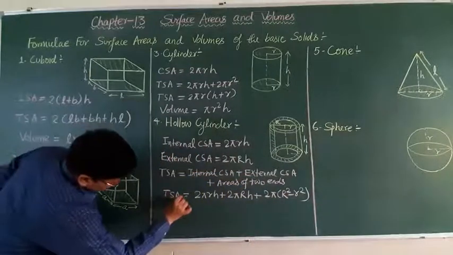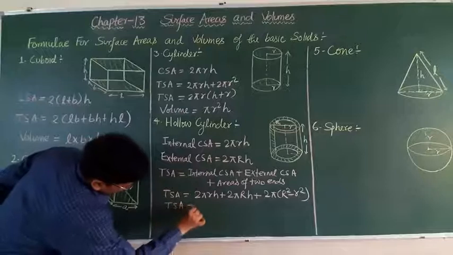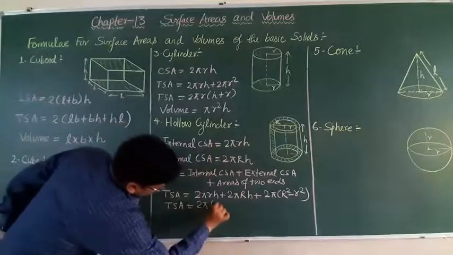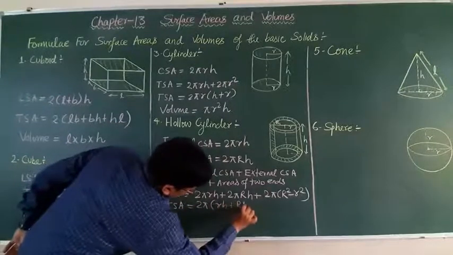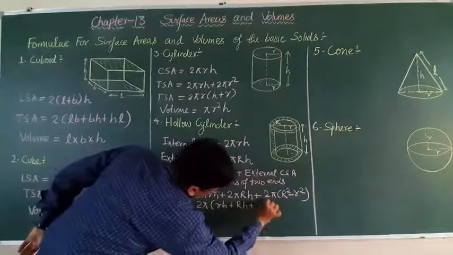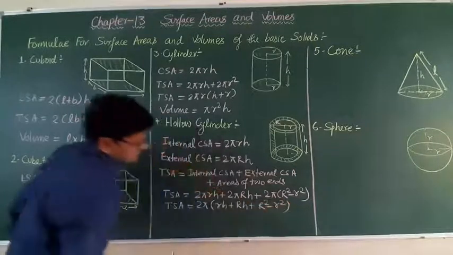TSA. Now TSA is what? 2 pi common ले लेते हैं. Then r h plus capital R h plus capital R square minus small r square.